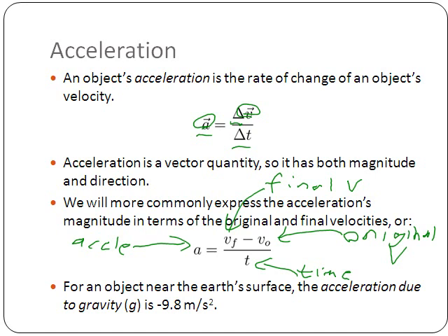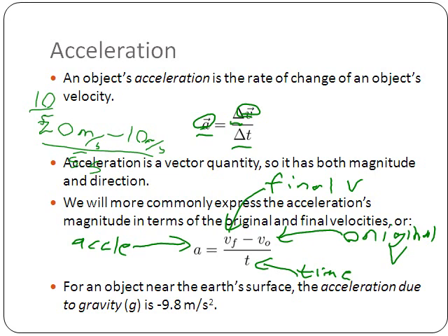So for example, if we had an object that started off going 10 meters per second and ends up at 20 meters per second, it takes 5 seconds to do that, and we want to find the acceleration, we would say the final velocity of this object is 20 meters per second minus the original velocity, which is 10 meters per second, divided by the time, which we said was 5 seconds. And so 20 minus 10 is 10, divided by 5, which equals 2. And so we'd have our answer be 2 meters per second squared.